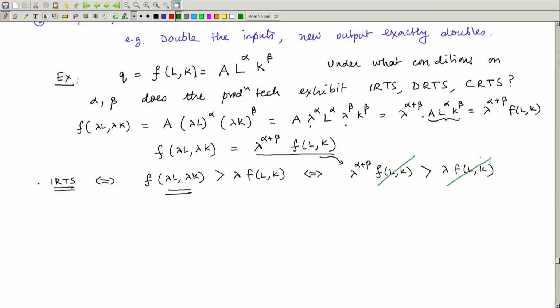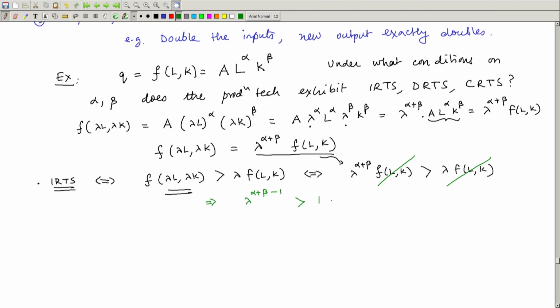So, I can cancel the f of lambda L, lambda k together. So, what do I have? I have lambda to the power alpha plus beta greater than lambda. If you prefer, you can divide it by lambda here and rewrite this as lambda to the power alpha plus beta minus 1 is greater than 1, right. So, I can even make a statement directly from here.